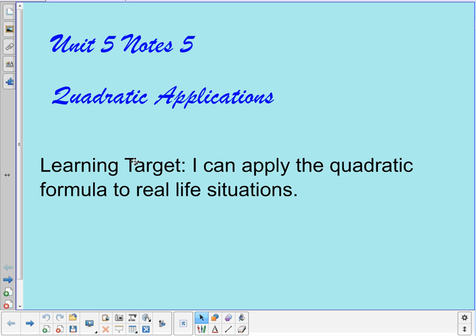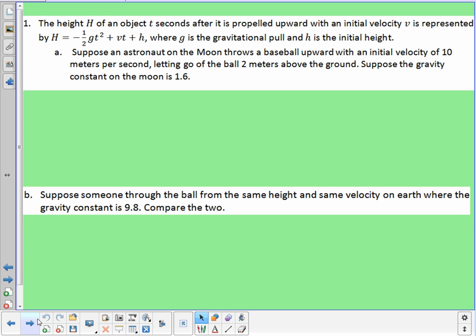The first question talks about the height of an object being propelled upward with an initial velocity v, represented by that quadratic equation. There are a lot of variables in there that need substituting, where g is the gravitational pull, h is the initial height, and then we already talked about v, which is initial velocity. It says, suppose an astronaut on the moon throws a baseball upward with an initial velocity of 10 meters per second, letting go of the ball 2 meters above the ground. Suppose the gravity constant on the moon is 1.6.